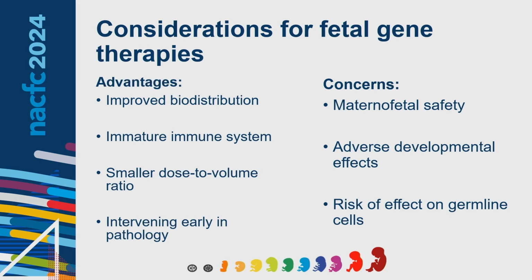Of course, there are very important considerations for fetal gene therapies, and I just want to outline some of the key advantages, but also the concerns, right? Advantages, as I mentioned, include improved biodistribution and the ability to potentially reach multiple organs. There's an immature immune system, so you might not have the same clearance barriers, for example, that you have in adults. You can take advantage of a smaller dose to volume ratio.